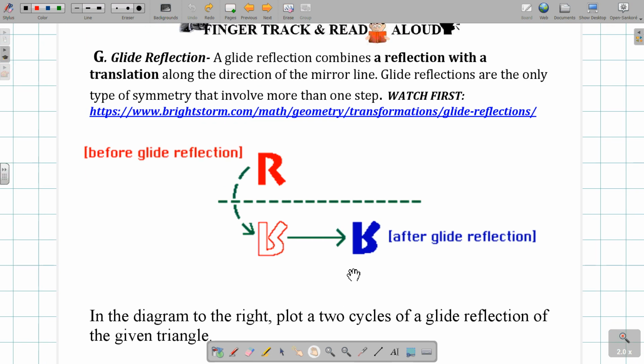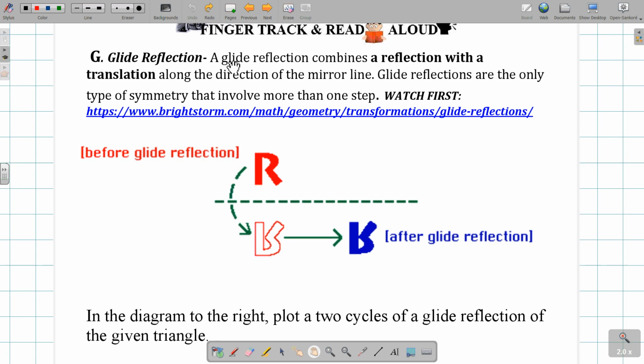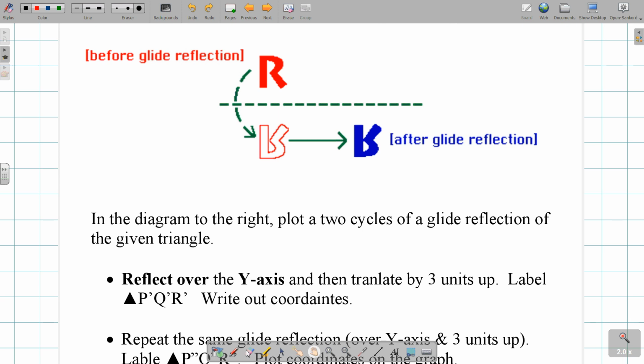This one has a video you need to watch beforehand. It helps explain the concept of a glide reflection. So a glide reflection combined. That's the key word there, is combine. A reflection with a translation, along the direction of a mirror line. Glide reflections are the only type of symmetry that involve more than one step. Watch this video here. So in a glide reflection, it takes 2 steps. You reflect something and then you translate it. So the finished product is not only reflected, but it's also translated. It's almost like footprints in the sand.